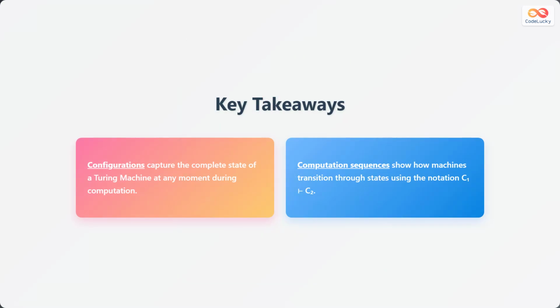Here are the key takeaways from this discussion. Configurations capture the complete state of a Turing machine at any moment during computation, and computation sequences show how the machine transitions through states, using notation C1 yields C2. Understanding these concepts is essential for analyzing and designing Turing machines.